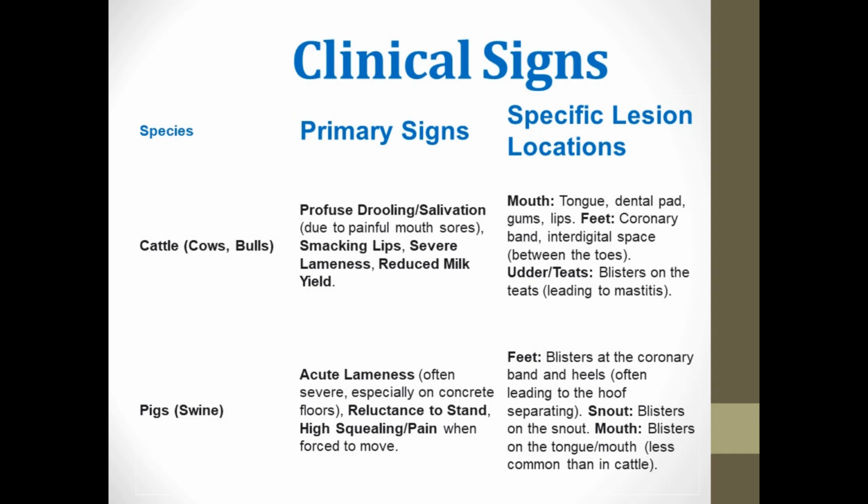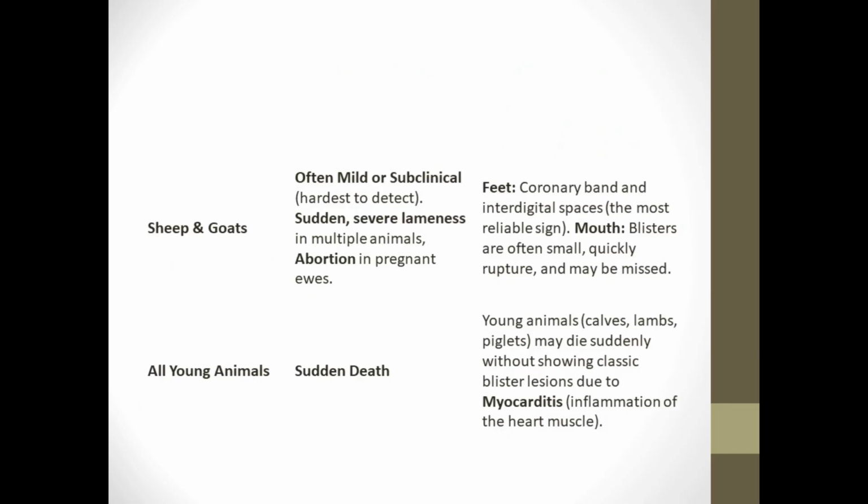Vesicles may appear also in the udder, and it may lead to mastitis. Pigs are affected mainly with lameness, in addition to pain and high temperature. Some blisters may appear on the coronary bands, hooves, and snout, in addition to the mouth, but less common in cattle. Sheep and goats show a subclinical form, and this may cause some lameness, abortion, and mainly affect the coronary band of the legs.